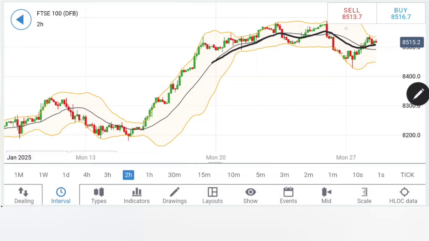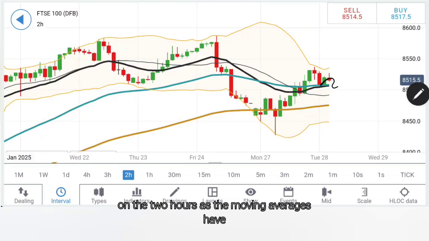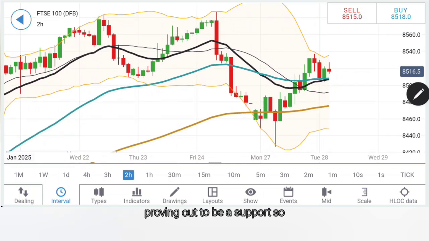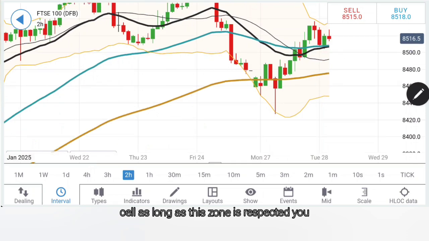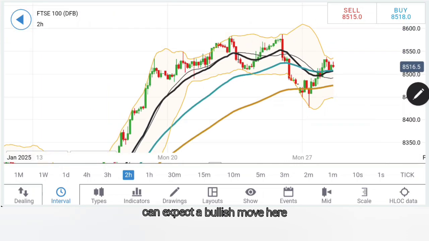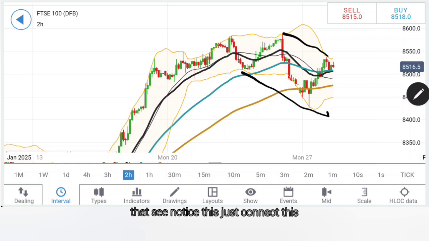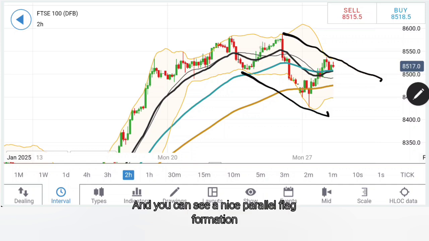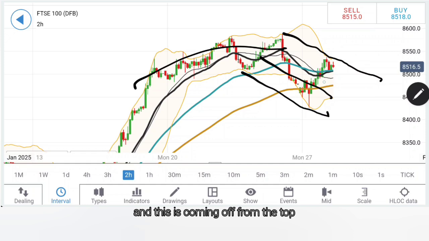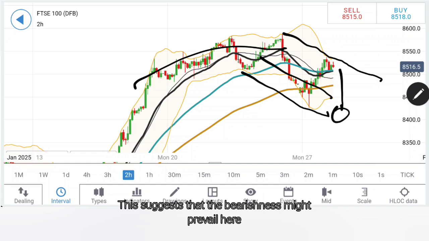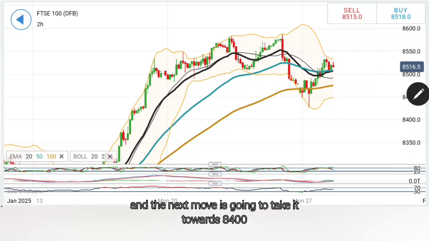RSI has dropped. Coming to the 2 hour charts, the moving averages have converged here, not yet crossed over. I can also see the median of the Bollinger Bands proving out to be a support. So that is why I say till 8500, 8480, you have to be very cautious with the sell. As long as this zone is respected, you can expect a bullish move here. But right now, notice this, just connect this, and you can see a nice parallel flag formation, and this is coming off from the top. This suggests that the bearishness might prevail here, and the next move is going to take it towards 8400.